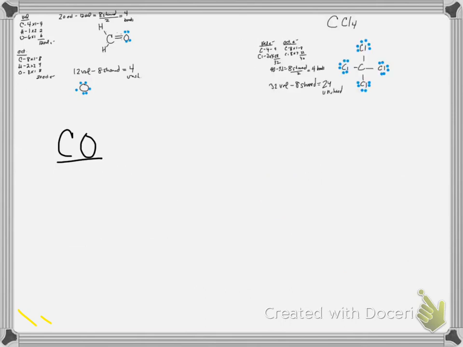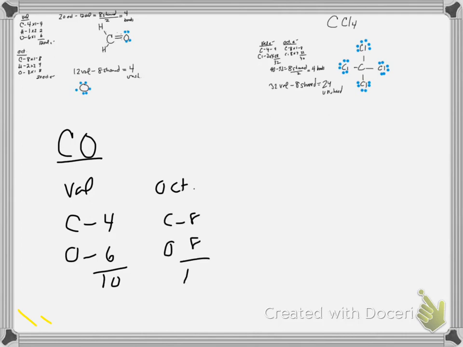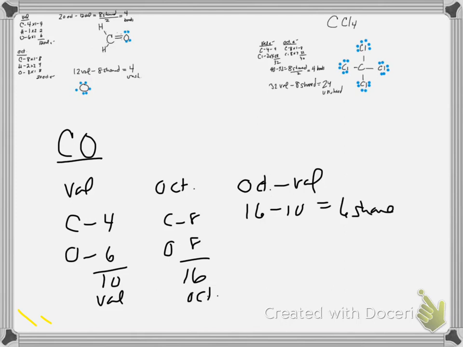Yes, sir? So there's carbon monoxide, and if we do valence, carbon comes in with 4, oxygen comes in with 6, we have 10. Octet, carbon, oxygen, each one 8. We have 16. So 10 valence, 16 for octet. Octet minus valence, 16 minus 10, means you have 6 shared. How many bonds is that? 3.